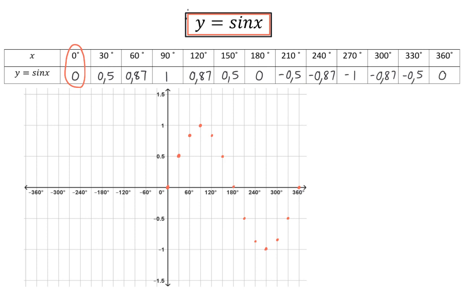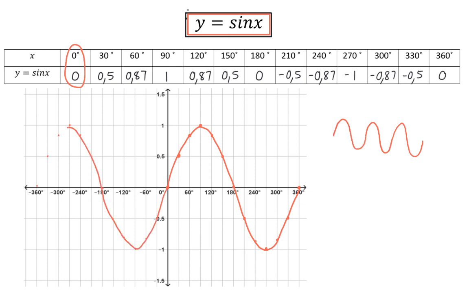We already know that this is not a straight line, so when connecting these dots, we are going to do it freehand. And as you do that, you will form the pattern for the sin graph. The sin graph clearly forms a wave. And this wave is repeated in the positive direction after 360 degrees and also in the negative direction.